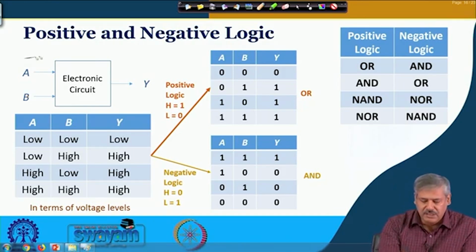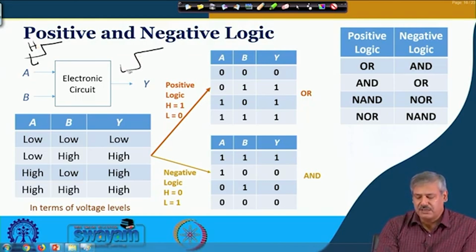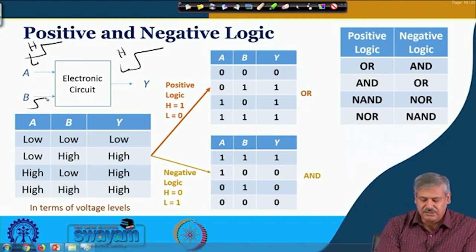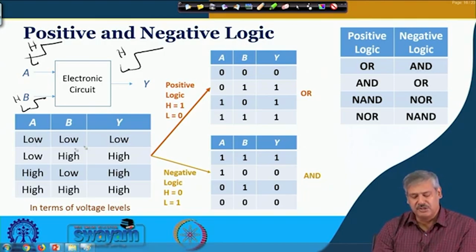So, basically it is high or low that you are sending. This is low and this is high. And the corresponding output is also generated, which is either low or high. So, the possibilities are similar here. And the circuit that we are having has this characteristic. If input is low and low, the output voltage is also low. Input is low and high, output voltage is high. High and low, the output voltage is high, and high and high, the output voltage is high.